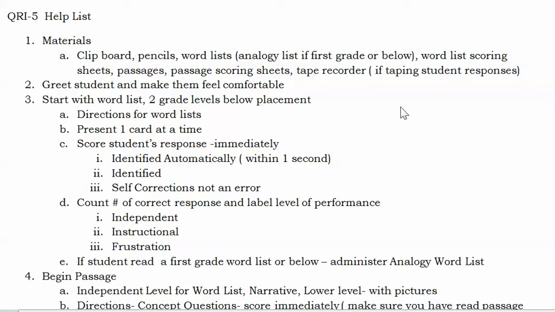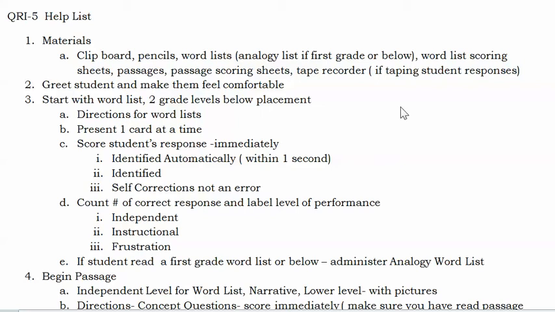This is the QRI 5 help list. It's kind of a checklist which I have created so that you can be very successful when you administer your QRI 5. You will have all the necessary data collected. First, you have some materials that you need.